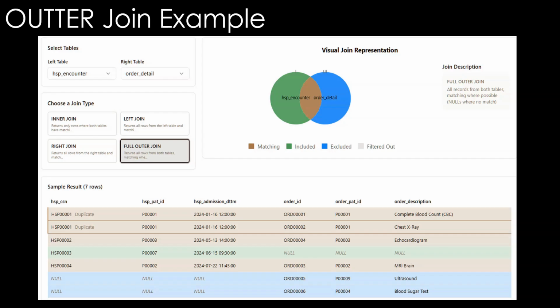What's the right one for our scenario? And the way you have to think about it is exactly like I just showed you. How will this work if I take everything from the left table and only the matches on the right? Is that what I want? Or do I need it only when there's a match between both?